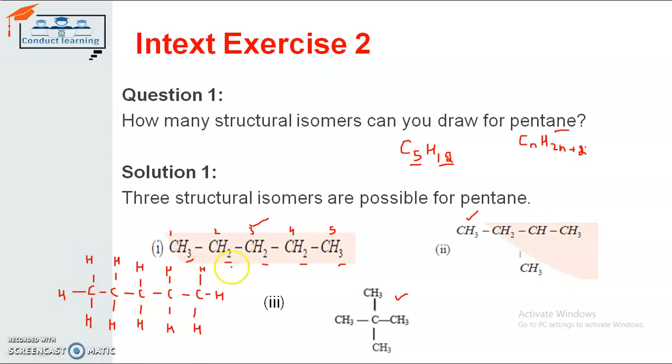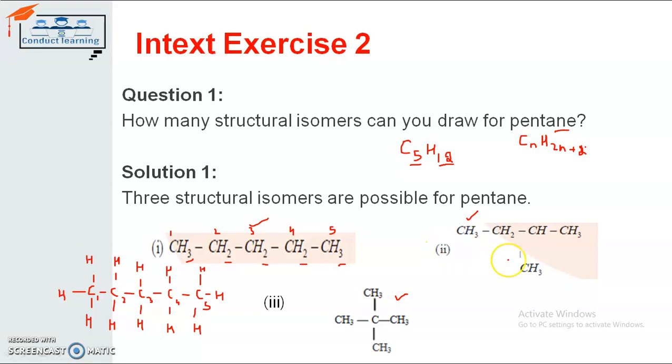For the center one there are 2 hydrogen atoms. If we define it as C1, C2, C3, C4 and C5, C2 has 2 hydrogen atoms with it and is sharing 2 of its electrons with C1 and C3. The next, C3, again has 2 hydrogen atoms with it and is sharing electrons with C2 and C4. Next for C4 again 2 hydrogen atoms are there, sharing electrons with C3 and C5. And for C5 there are 3 hydrogen atoms and it is sharing 1 electron with C4. Accordingly this structure can be seen.